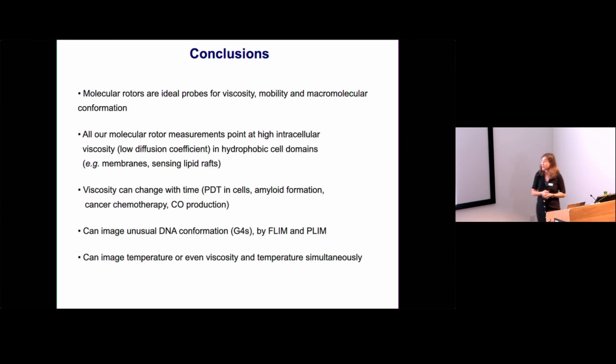Okay, so this is me. I hope I persuaded you that molecular rotors are really useful probes for viscosity, crowding, and even nucleic acid conformation. We can monitor dynamic processes. We can do quantitative measurements inside cells and tissues and other biological objects because we do FLIM. And we can image temperature as well, but I didn't have time to talk about this.